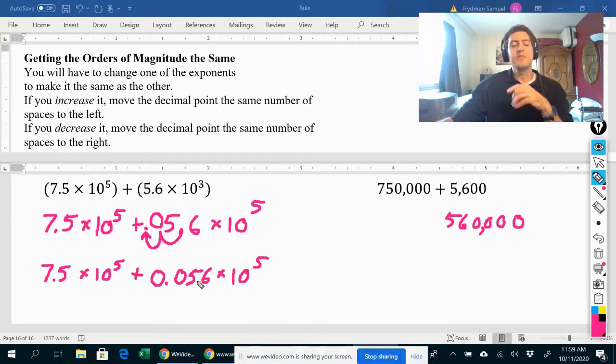Now the question we need to ask ourselves is, this number, even though it has a different exponent from what we had before, does it have the same value as the number that we had before? Well, let's see. If we do 0.056, let me write it over here.